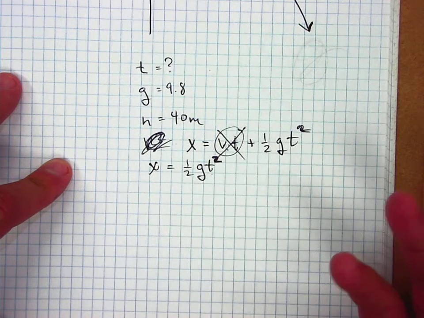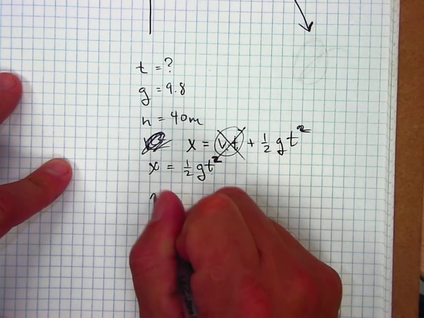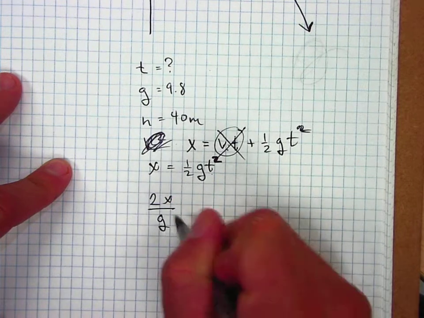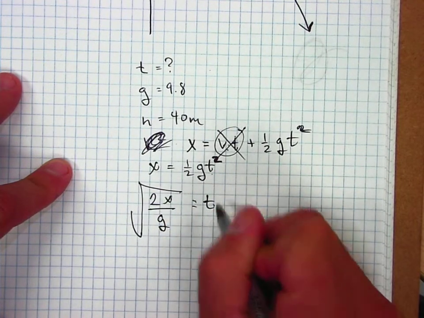Rearrange it to get t by itself. It's going to be 2x divided by g. Square root the whole thing gives me t.